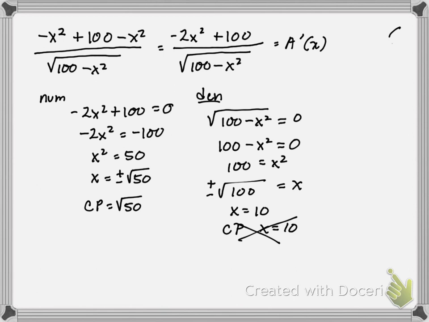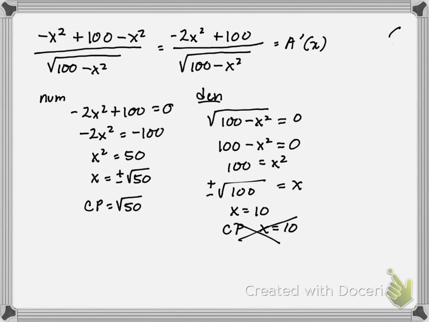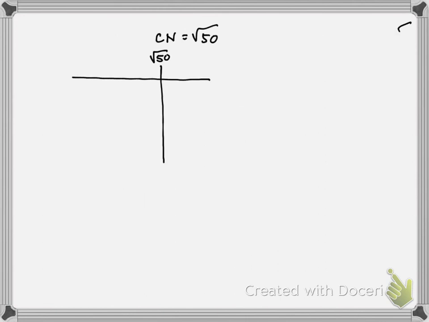So let's go ahead and do that, and then we can figure out if we have a max. Remember, we're trying to maximize. So let's check that out. I'm going to make a chart. Remember, my critical number is the square root of 50, so I'm going to put that in the chart. The square root of 50 is here. Then I'm going to do a test point, figure out if it's positive or negative, and finally tell if the function is increasing or decreasing.